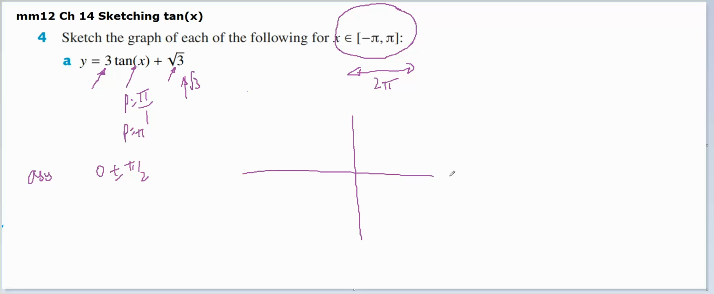So I can draw my axes up. I can have x equals minus pi on 2. I can have x equals pi on 2. I can have pi and negative pi. I know it's been moved up root 3.